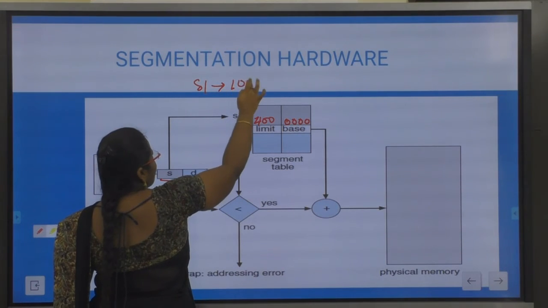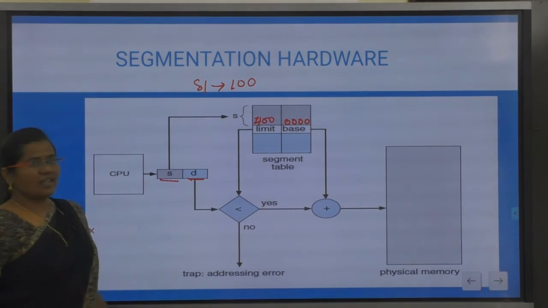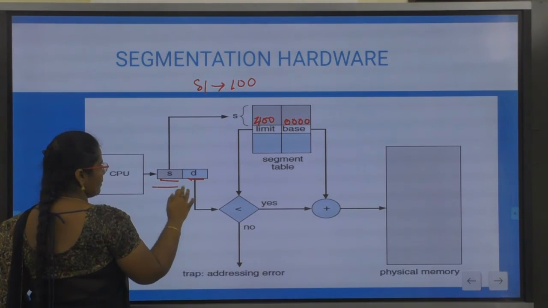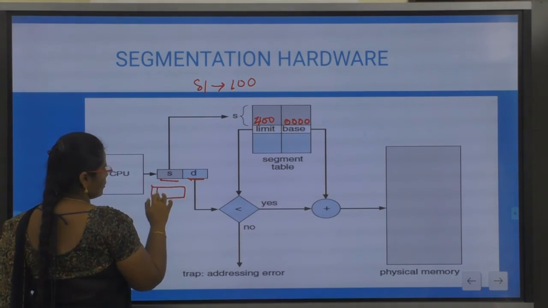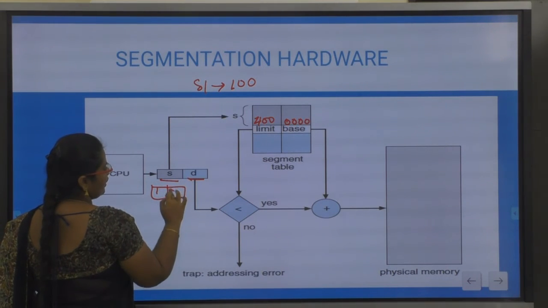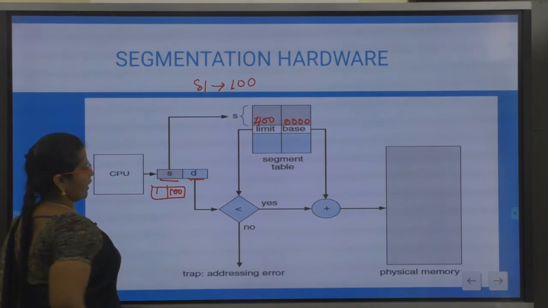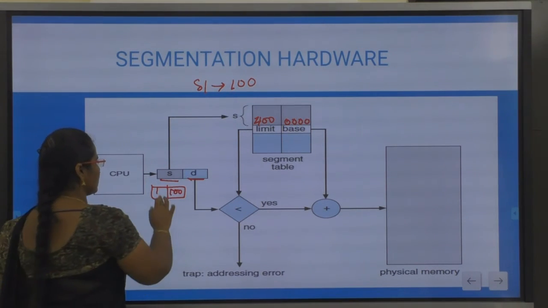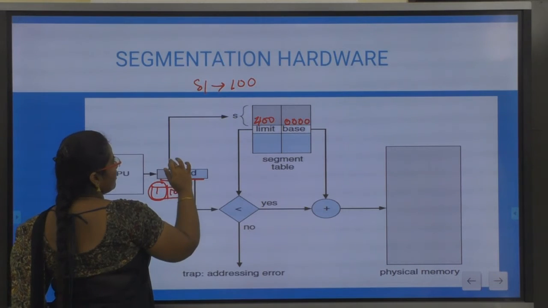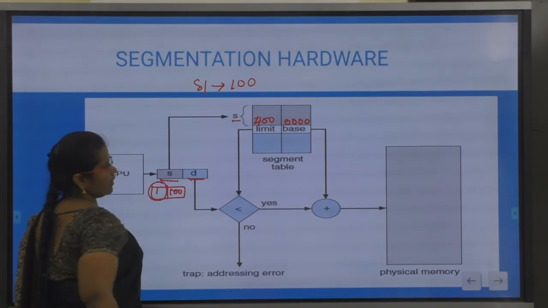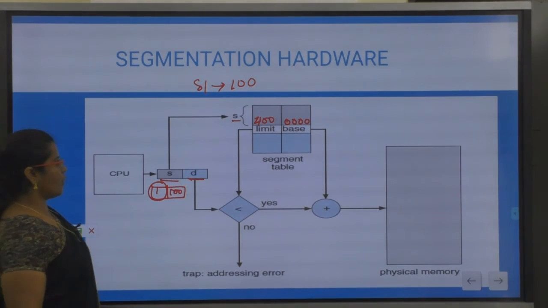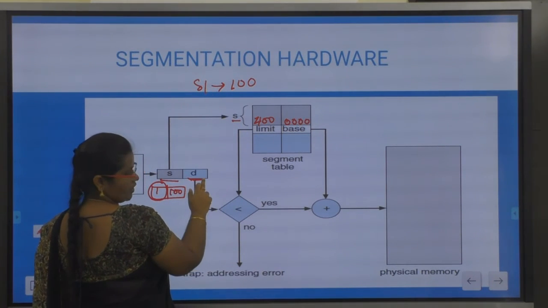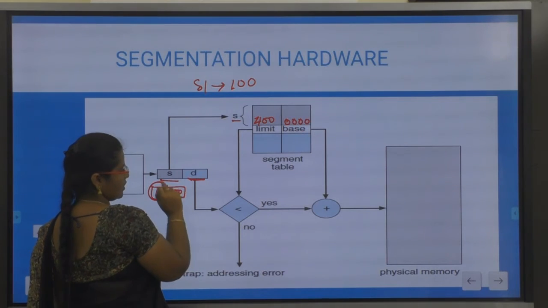Now if I want to execute segment 1, byte 100, the generated CPU address would be as follows: segment number 1, and then I want to execute the 100th byte. So this is my logical address. Now this segment number 1 will be my index into the segment table. At index 1, the generated offset here is 100.